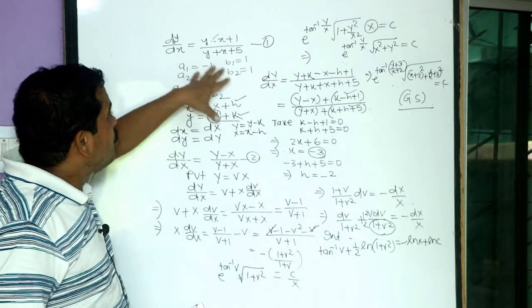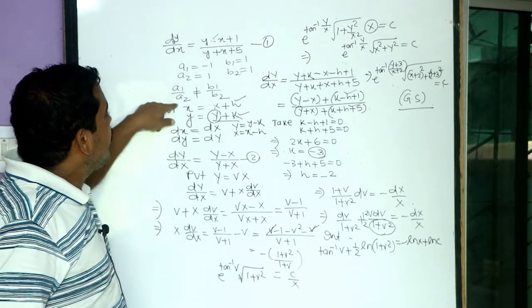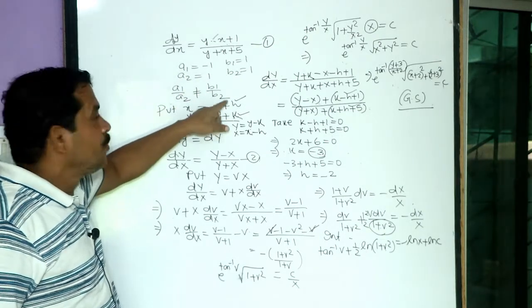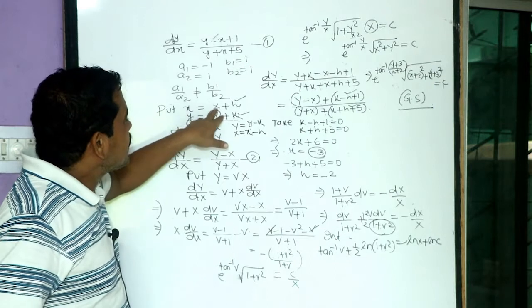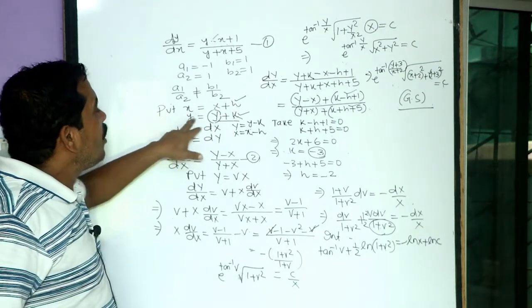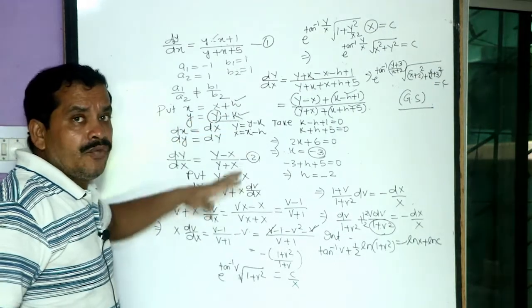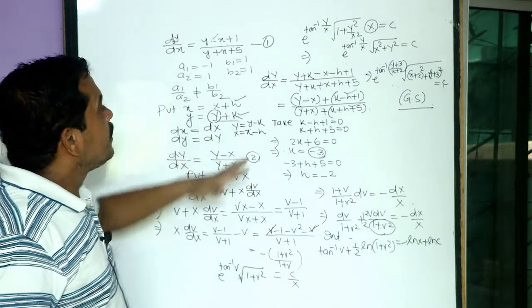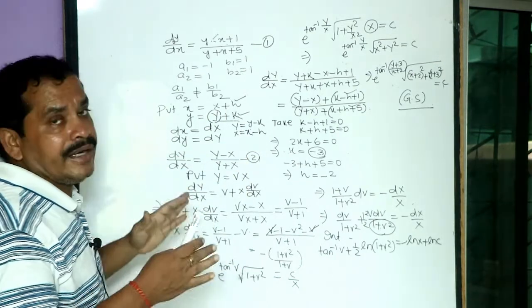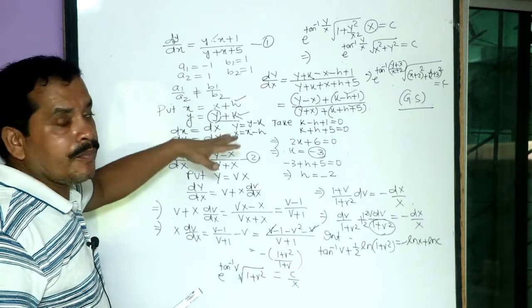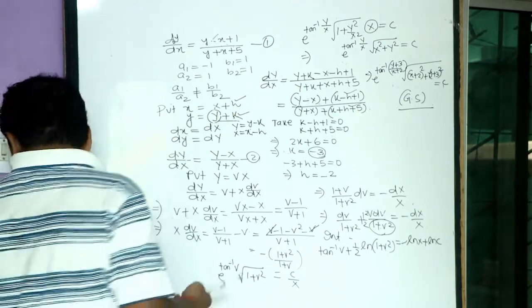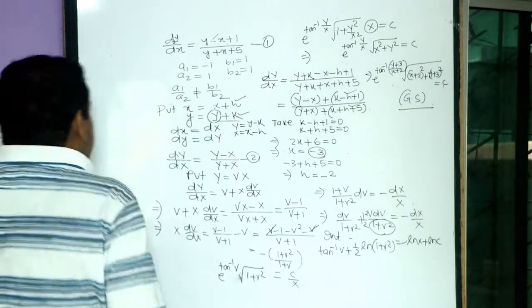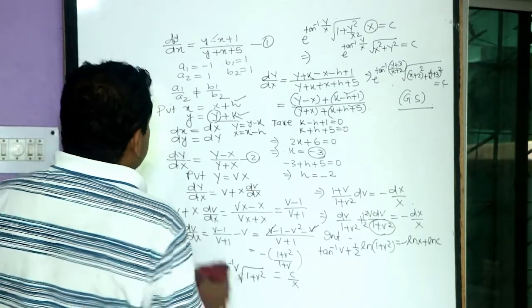The equation is not homogeneous, so we have to make it homogeneous. If a1 by a2 is not equal to b1 by b2, then you take small x as X plus h and small y as Y plus k. If you go through more examples, then you will get a clear idea to solve this type of question. I shall give you another example.